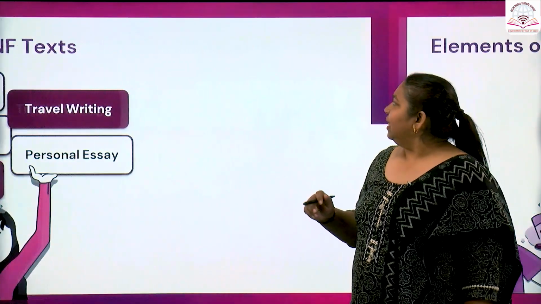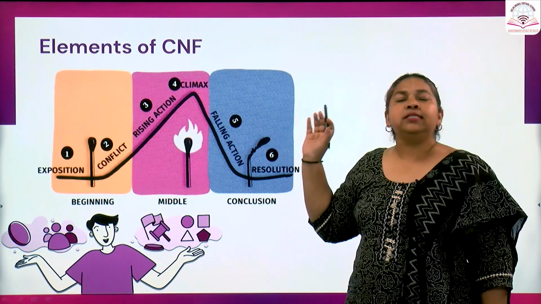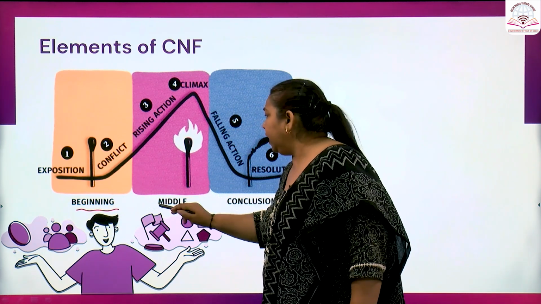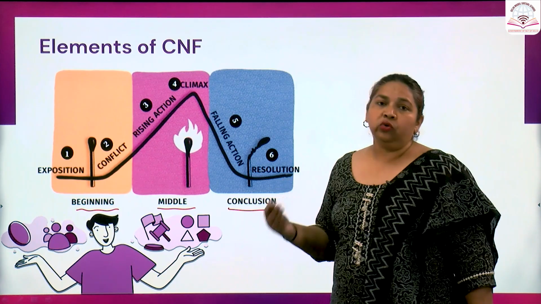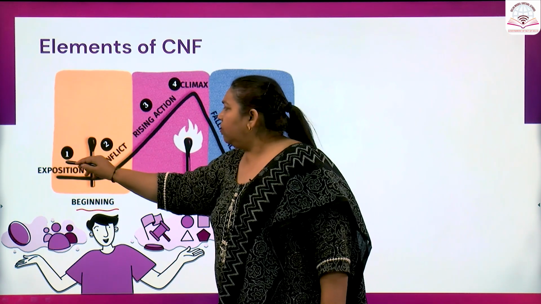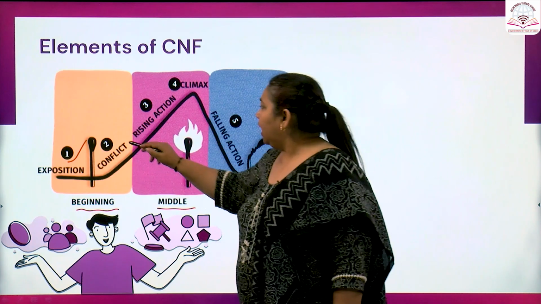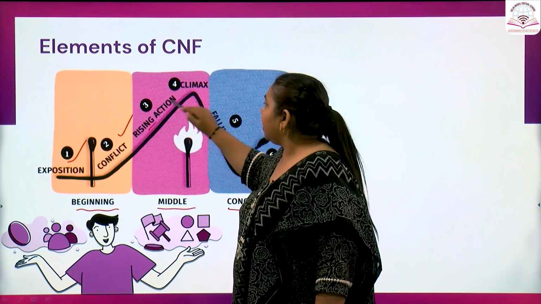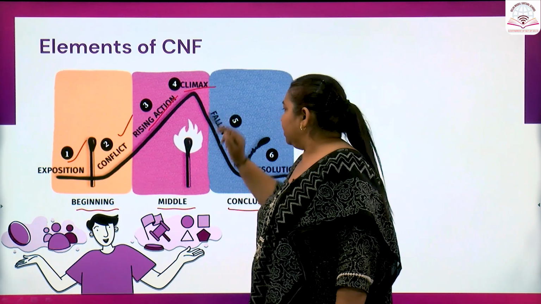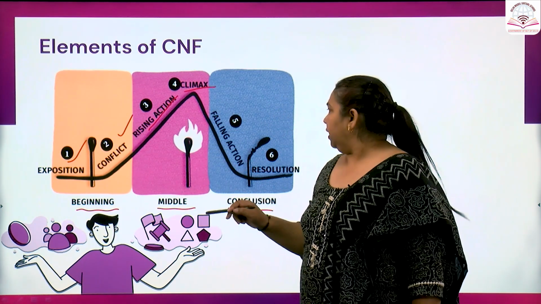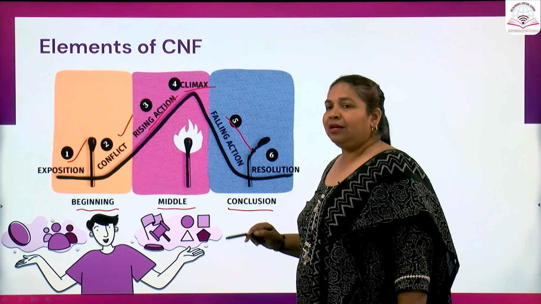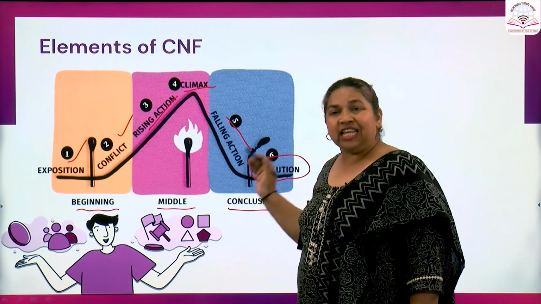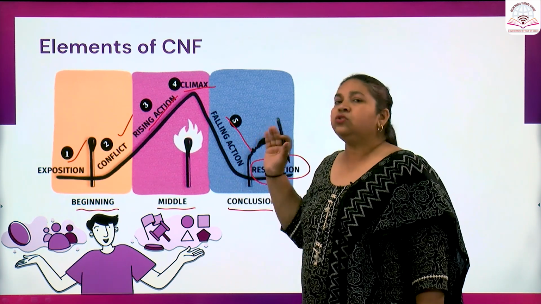So now let's start with the elements of a CNF. Every story is divided into beginning, middle and conclusion. The beginning starts with exposition, and then the conflict where the story takes off. Next is rising action, then climax. They are the middle of the story. Then the falling action and lastly the resolution. These are the different steps, the elements of any story.